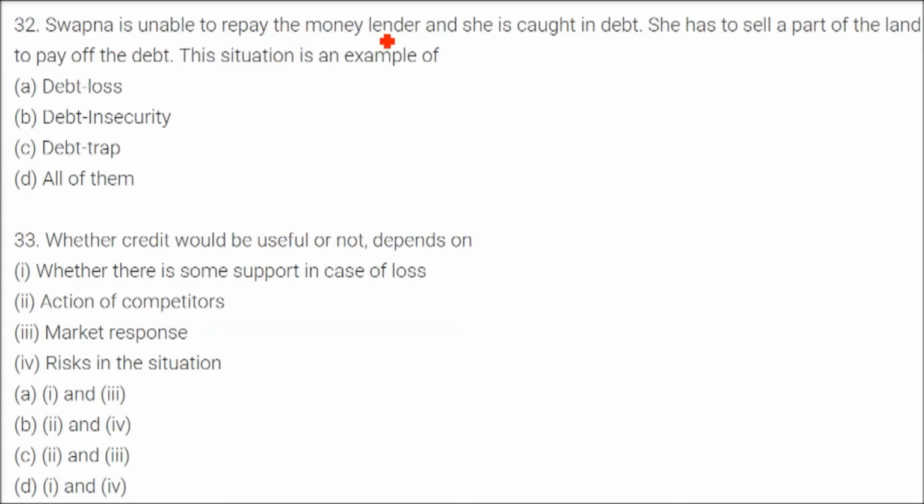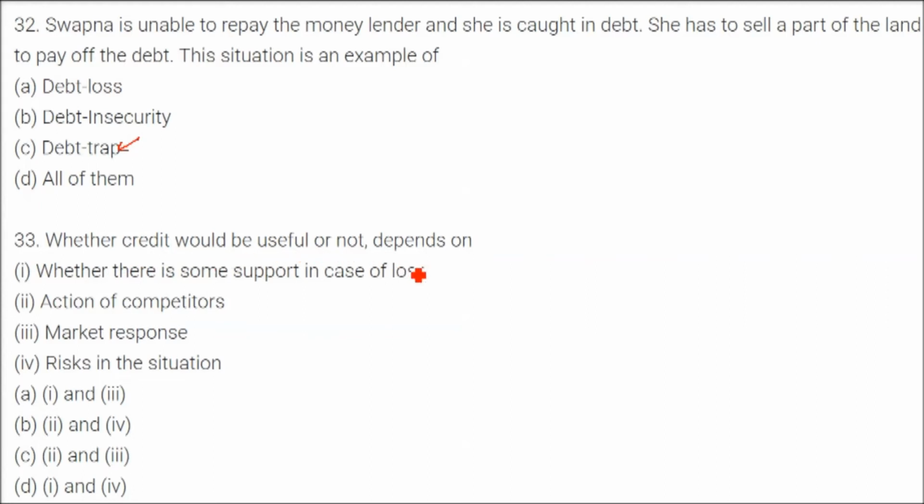Swapna is unable to repay the moneylender and she is caught in a debt trap. She has to sell a part of the land to pay off the debt. This is a debt trap. That is, you have taken a loan, then something bad happens, you are not able to repay the loan, and for that you again take a loan. So this is a debt trap.